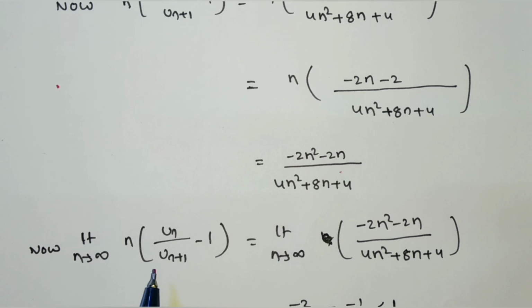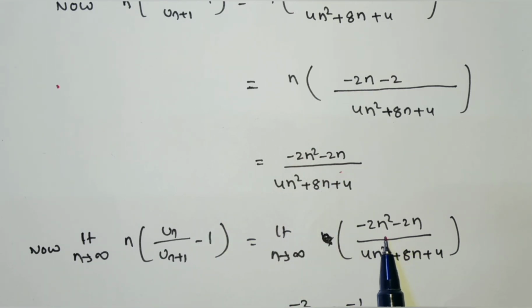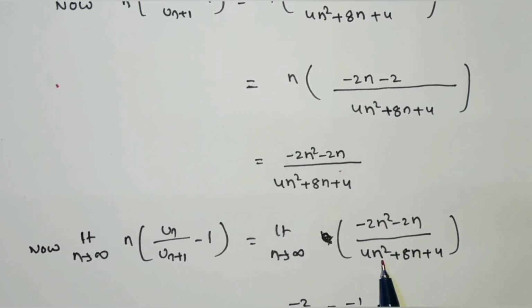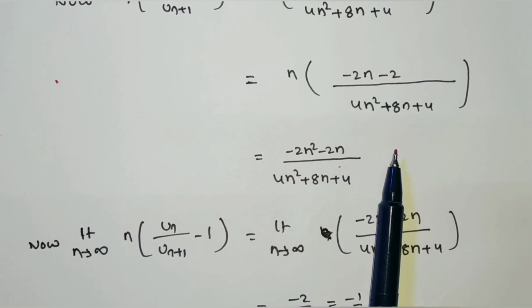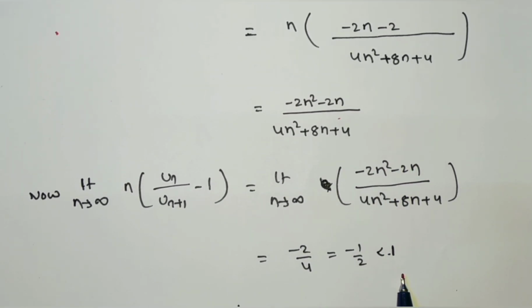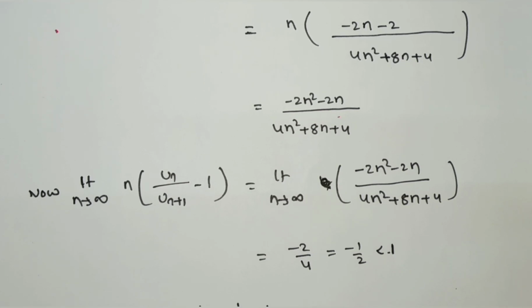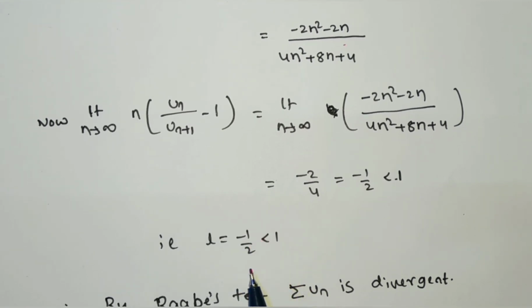Now limit n tends to infinity of n into (un by un plus 1 minus 1) is equal to limit n tends to infinity of this one. We are just taking the limit on both sides. Again you observe the numerator's highest term is n square, and the denominator's highest term is n square only. So as n tends to infinity the limit is minus 2 by 4. Yes or no? Only the coefficients, right? Minus 2 by 4 is minus 1 by 2, which is less than 1. That is, L is equal to minus 1 by 2, less than 1.